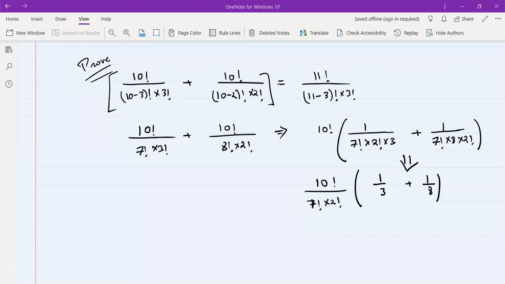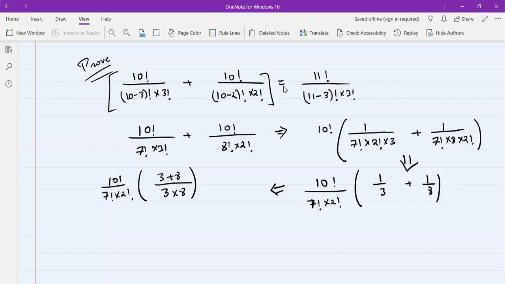Okay, then from the second step to the third step, I can see that 7 factorial and 2 factorial can be taken as common. Now see the fourth step, right? The fourth step is basic LCM. I hope all of you remember it since class 6th, 7th, 8th. What is the LCM of 1 by 3 plus 1 by 8? Do not multiply. Let it be 3 into 8, so it will be 3 plus 8. Let it be like this.